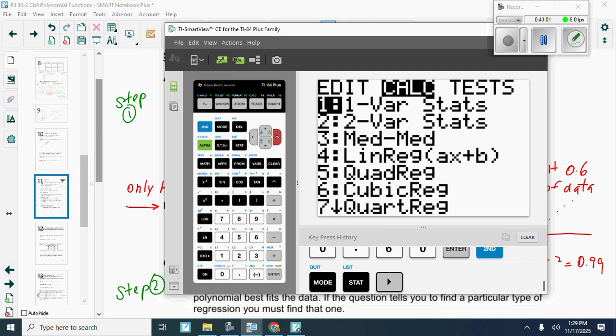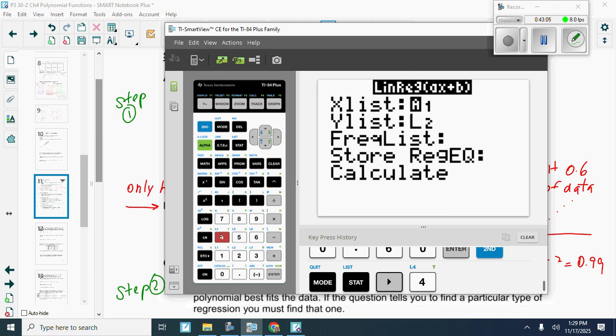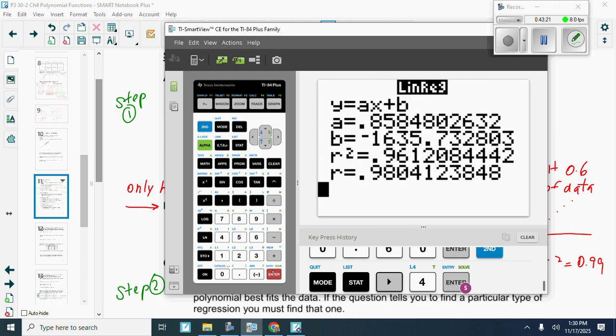You can either arrow down to 4 or just hit 4. Now your screen might look a little bit different, but the idea is still the same. You don't have to enter anything here. You just keep hitting enter until it goes through all these little menu things. Mine says calculate. I hit enter, and it gives me this.